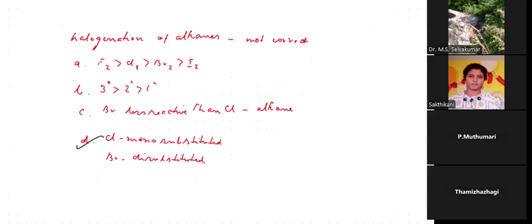But whether it is chlorination or bromination or fluorination, whatever it may be, halogenation mostly gives monosubstituted products. So saying the chlorine gives a monosubstituted product and the bromine gives a disubstituted product is a wrong statement. So the answer is D.